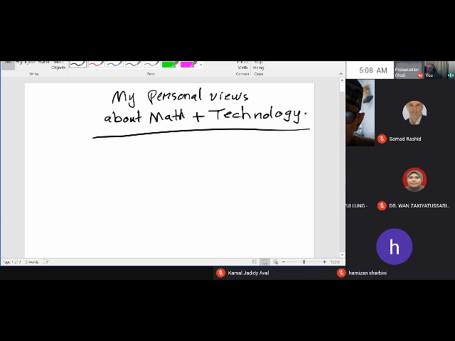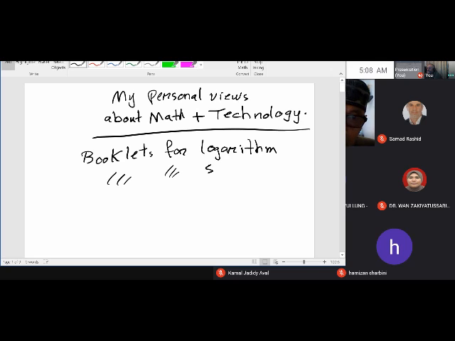Okay, let me ask you. I am like 57 years old. Most of you, maybe Kamal and others, are way younger than me. If you remember when I was a student in elementary or secondary school, we used to have booklets for logarithm, and booklets for sine and cosine, and whenever we needed, we would look into that booklet.